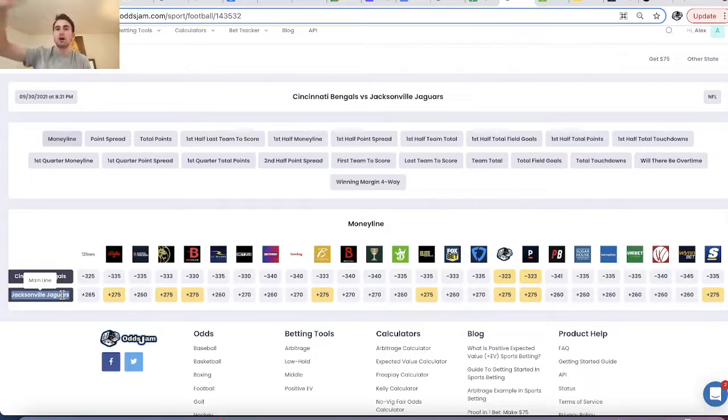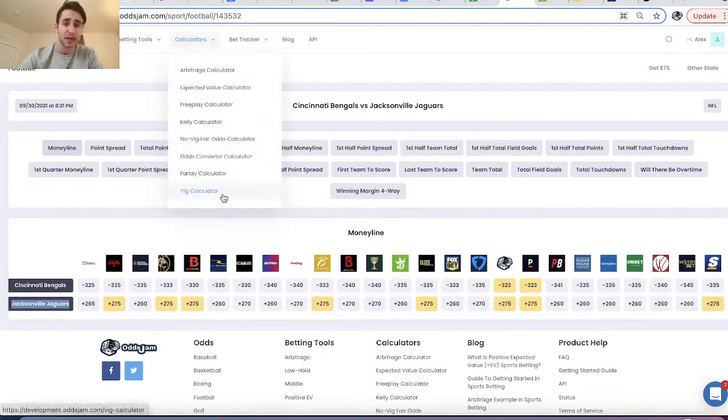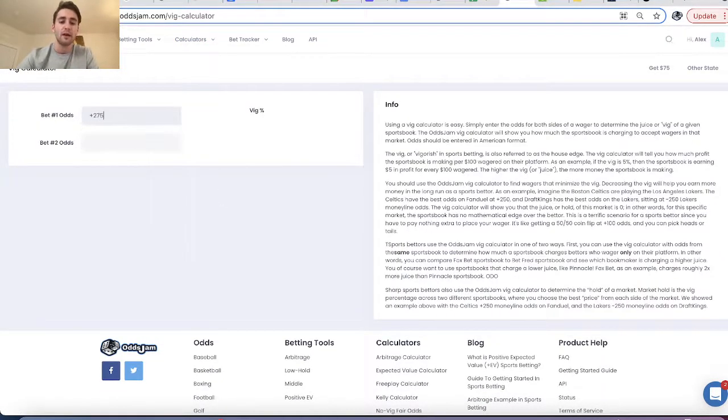Sportsbooks want to keep the wagers on both sides roughly offsetting, so they can just make the juice, the vig, or the spread, right? The whole goal of Pinnacle is, if we go to a vig calculator, plus 275, minus 323, you'll see the vig of this market is 3.03%. So for every $100 bet on this, if it's equal and opposite, Pinnacle is making $3 profit, risk-free, for equal and offsetting bets between the Bengals and the Jaguars. That's what's known as the vig, the vigorish, the juice, the house edge in sports betting.